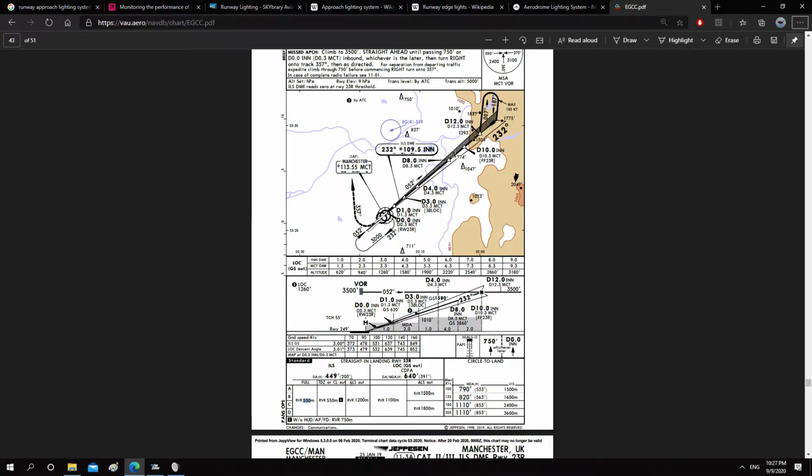Let's start with this. ALS out means approach lighting system out. You will need a minimum visibility of 1200 meters. RVR means runway visual range of 1200 meters. Okay, TDC or CL out. TDC means touchdown zone or center line lighting out. You're going to need a minimum of 550 meters visibility. Okay, there's a 1 over here, we'll talk about that in a sec. And then if you have full lighting, RVR 550 meters.